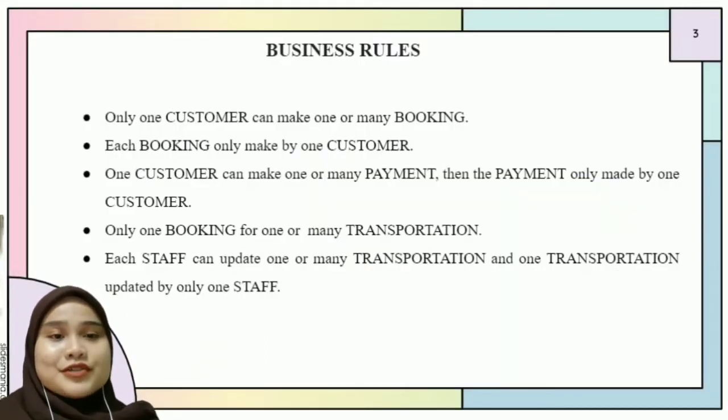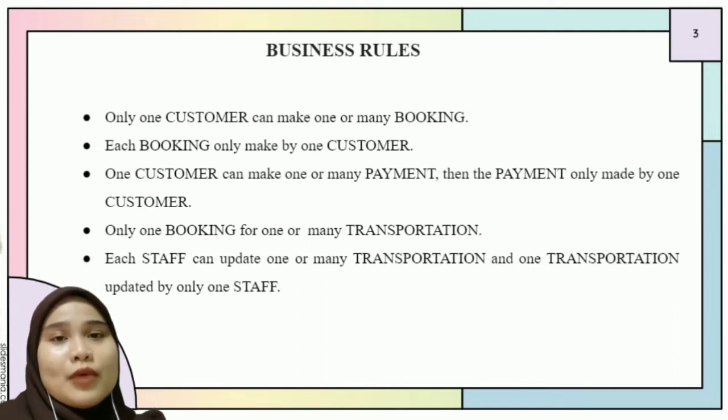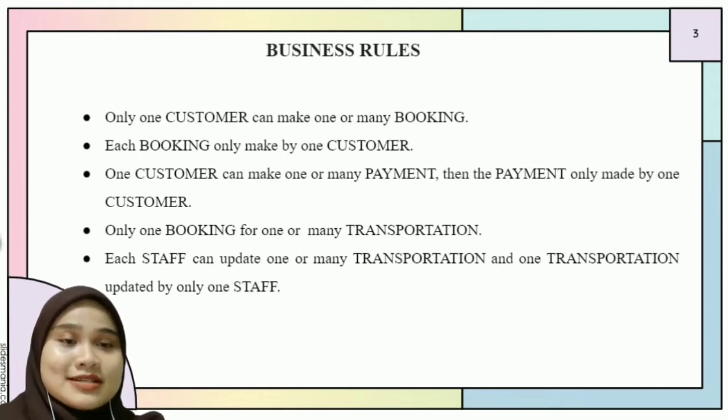So first, I would like to present the business rules. There are 5 business rules in a transportation management system. Only one customer can make one or many bookings. Each booking is only made by one customer. One customer can make one or many payments, and each payment is only made by one customer. Only one booking for one or many transportation. And the last one, each staff can update one or many transportation, and one transportation is updated by only one staff.